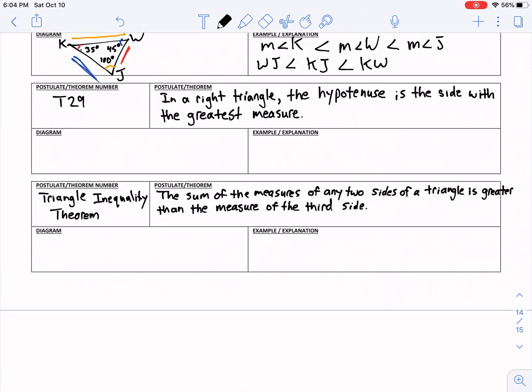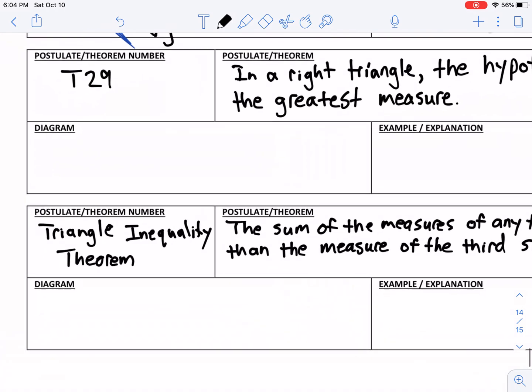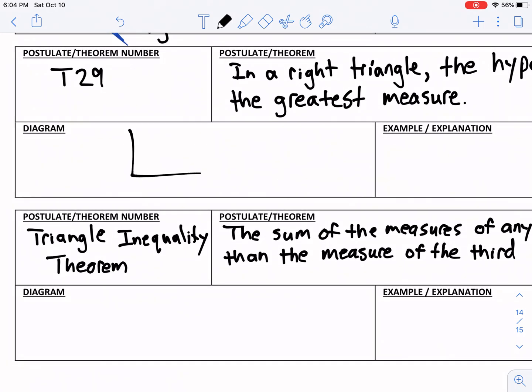Then we have T29 here. In a right triangle, the hypotenuse is the side with the greatest measure. Well, duh. That's another one of those things that you guys already know. We have a right triangle here. The hypotenuse is the largest side of a right triangle, and notice it's across the right angle.